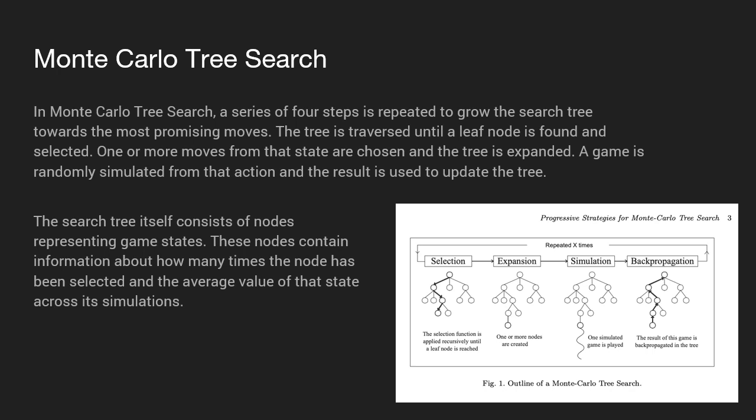So the basis of Monte Carlo tree search is a series of four steps that we repeat over and over again to grow the search tree towards the most promising moves. And you can see that in the picture on the bottom right. There's selection, where the tree is traversed until a leaf node is found and selected. Then one or more moves from that state are chosen and the tree is expanded. A game is randomly simulated from that action, and that result is used to update the tree.